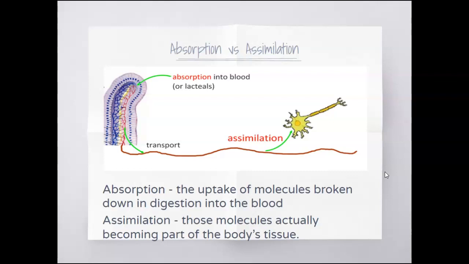So absorption versus assimilation. Absorption is the uptake of molecules, right? It's literally just taking in the molecules that have been digested. And assimilation is when those molecules that you've taken in are actually being used by the body. So absorption is the basic taking up of proteins, and assimilation is using those proteins in a different cell. So assimilation is like the big end goal here, right? You want to assimilate all of these macromolecules to be used, right? You want to actually use these things.